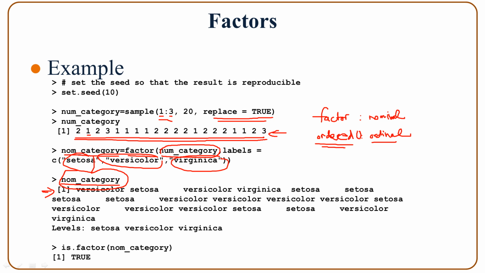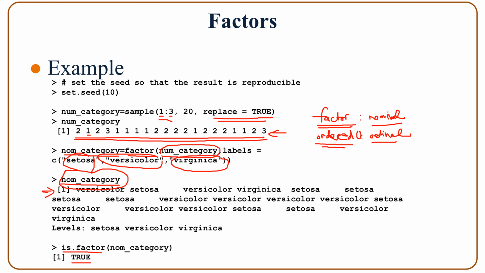And if you want to check whether a variable is a factor, you use the function is.factor, and it returns true for norm category. In the printout here, you can see there are three levels: Setosa, versicolor, and Virginica. Three levels, three categories, three classes, same thing, right? And the function levels, given a factor, would give you the number of levels or the number of categories.